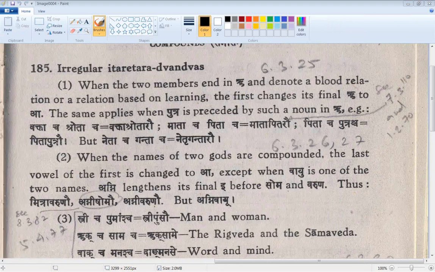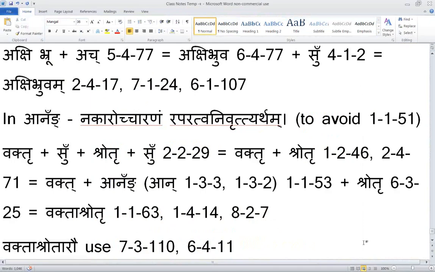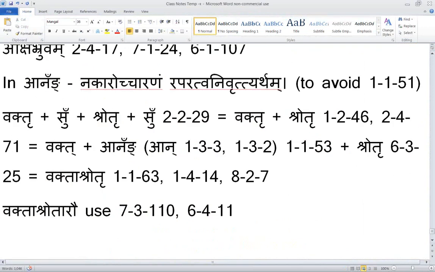In fact, let's see what Kashika says. Putre ityatra anuvartate, so putra anuvartate. So by mandukaplutí nyayena, you take the putre anuvritti into 6.3.25. Bring the anuvritti of putre. So now we can also do this, even though we don't have a rukarantam pratipadikam in the second part, we can still do it.